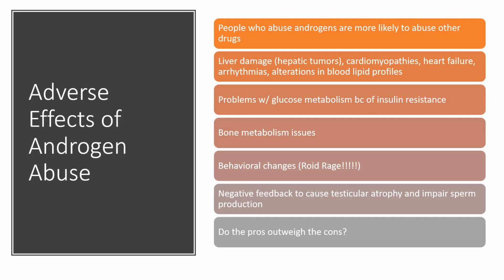And as far as the adverse effects of androgen abuse goes, there is a whole plethora of side effects. The first being people who abuse androgens are more likely to abuse other drugs. They can cause hepatic tumors. They can cause many different types of heart complications, dilated and hypertrophic cardiomyopathies, heart failures, different types of arrhythmias, alterations in the blood lipid profiles. They mess with all types of cholesterol. They increase insulin resistance if abused for a long period of time, can cause bone metabolic issues, and definitely the key hallmark of somebody who's taking excessive androgens are the behavioral changes, also known as roid rage.